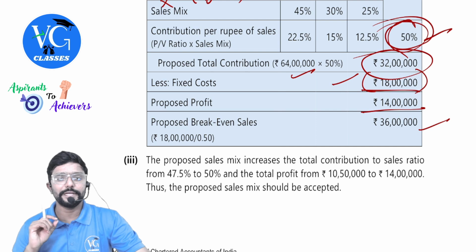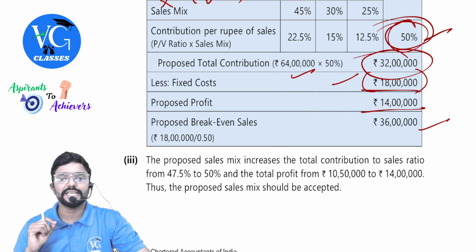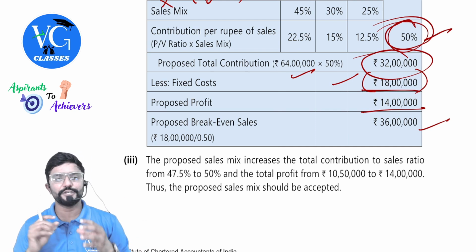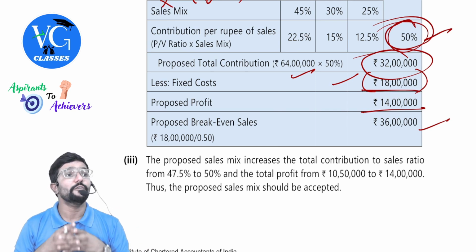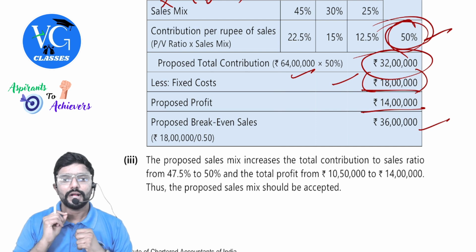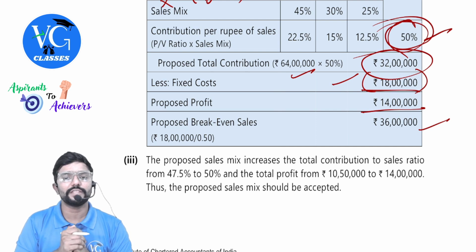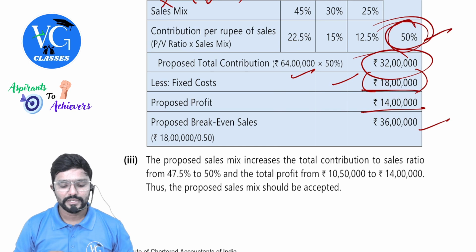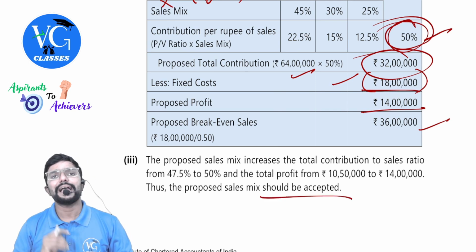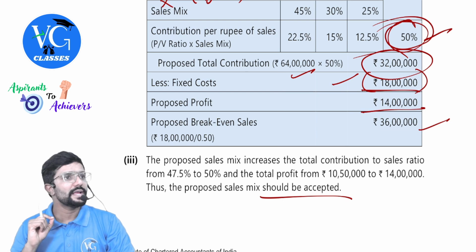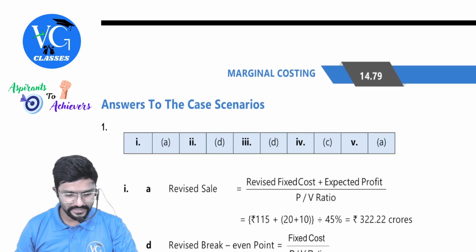Let me read that. The proposed sales mix increases the total contribution to sales ratio from 47.5% to 50% overall, and the total profit from 10 lakh 50,000 to 14 lakh. Thus, the proposed sales mix should be accepted. Should be accepted, guys.